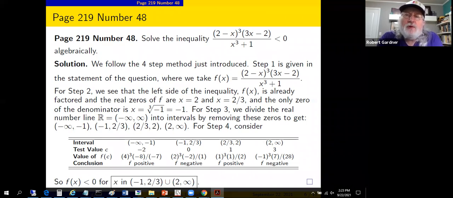Hey, what if it were not a strict inequality? What if it read less than or equal to? Well, then we'd include the zeros of the function, where the function takes on the value 0. So you would include 2 and 2/3 in that case, and you get a square bracket on the 2/3, and you get a square bracket on the 2. You don't get a square bracket on the -1. Why not, if it were an or equals to question? Because the function's not 0, it's not even defined at -1.